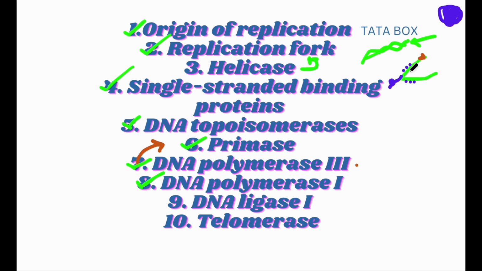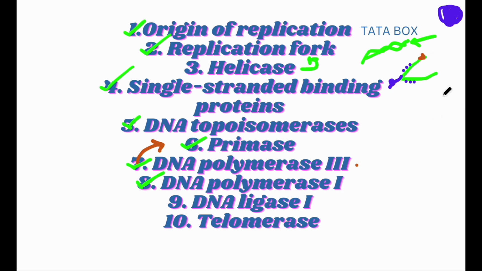DNA polymerase 1 helps in degradation of the RNA primer along with DNA polymerase 3, but only DNA polymerase 3 carries out replication. 3 for replication, 1 for degrading the RNA primer and replacing it with DNA. So that is the exonuclease part of it.